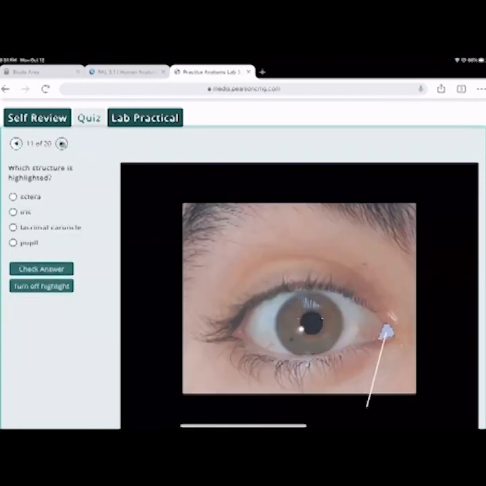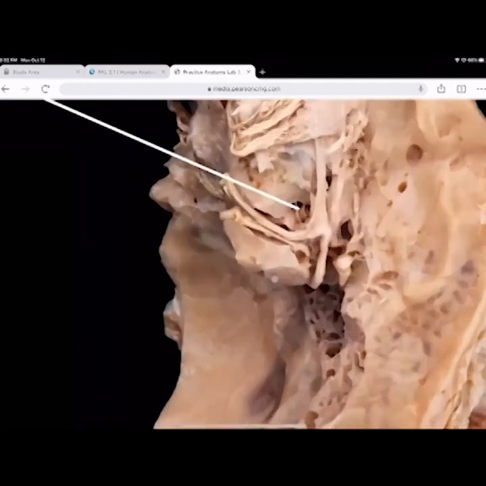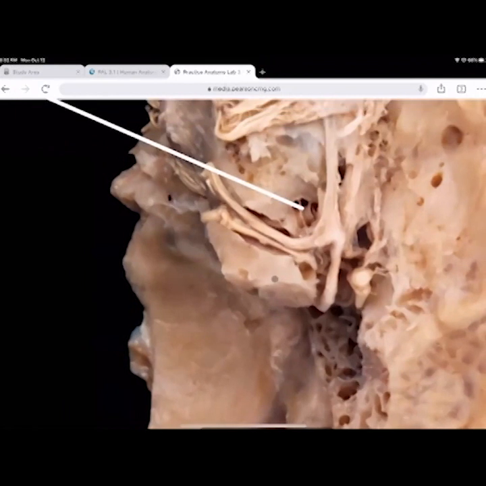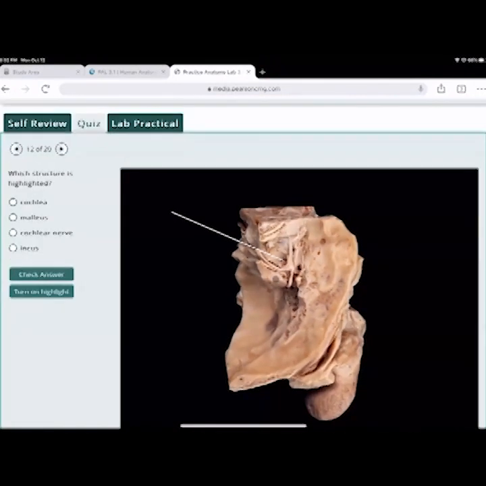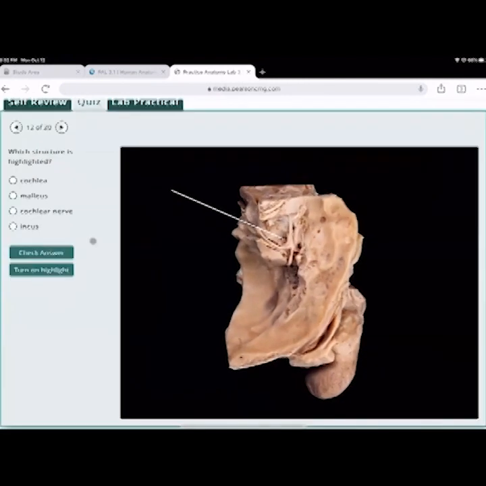What's that one? Lacrimal. Caruncle. The lacrimal caruncle. Perfect. What structure is highlighted? I can't even see it. What structure is highlighted? Doesn't look like a nerve or a bone. It looks like it's spiraled. So cochlea. Yeah, looks like it's pointing to the opening to me. So I would say the cochlea.